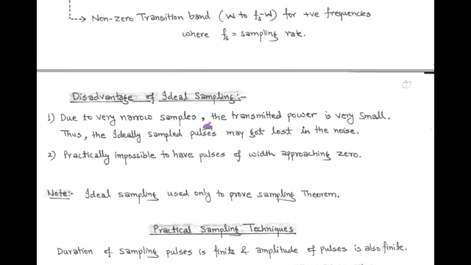Next, we talk about the disadvantages of using ideal sampling. As we know, in ideal sampling we use a periodic impulse train, and due to the very narrow samples the transmitted power is very small, and as a result the sampled pulse may get lost in the noise. The second point is that, in practice, it is impossible to have pulses of width approaching 0. So ideal sampling is used only to prove the sampling theorem.